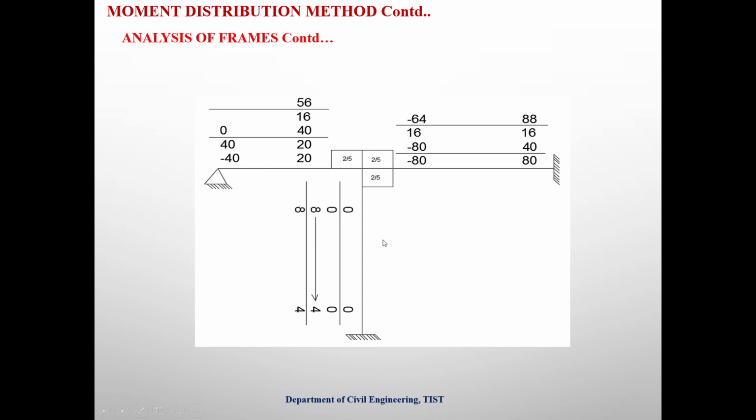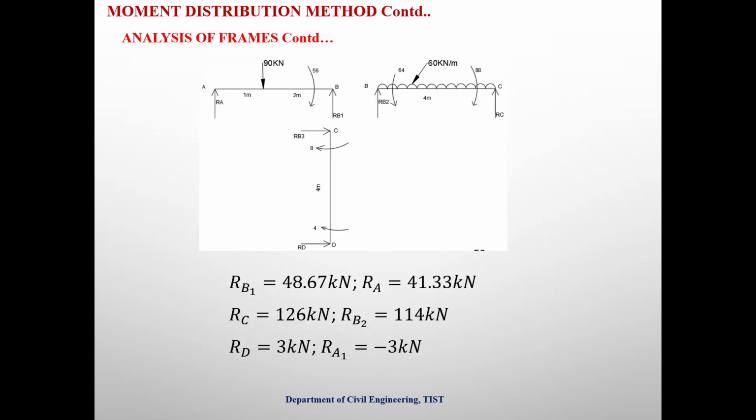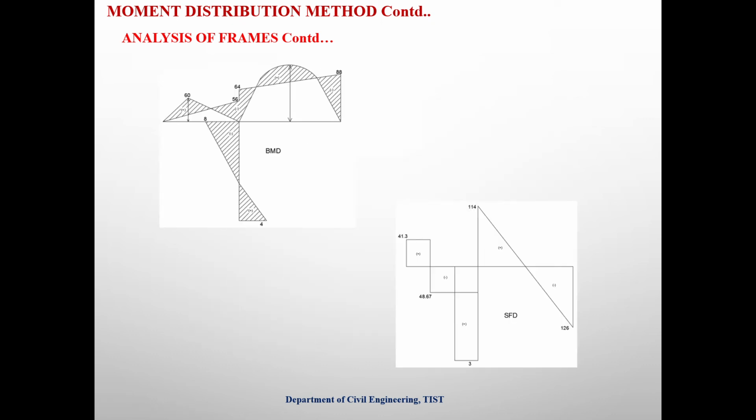Okay, then check whether the support conditions are satisfied or not. Since it is a simply supported one, the moment is equal to 0. The total moment at BA plus BC plus BD should be equal to 0. And all the far ends should consist of the moments. After getting the final moments, we can draw the SFD and BMD.